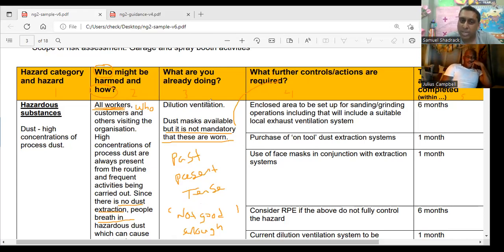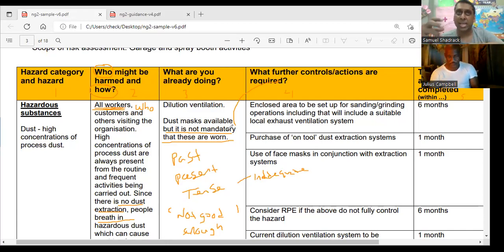You can say the words not effective. You can say the word inadequate. If you go back to the guidance, that's what it says to do. I'm telling you, you can write it down now instead of going back. You have to hint to that, right? You could hint that the controls are not adequate or not effective, but you have to write it like that. You see the person is trying to do it here: dust masks available, but it is not mandatory that these are worn. You have to set it up so that you need to go to the fourth column to put further controls in place. Let me check out your chats and see.